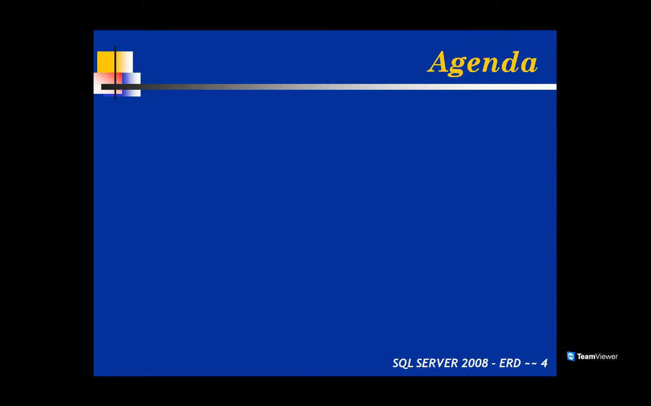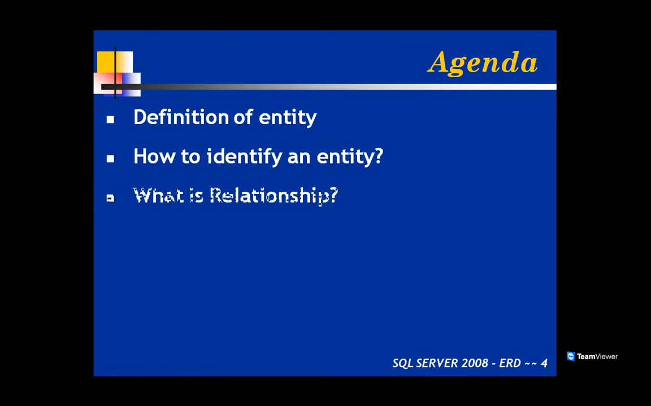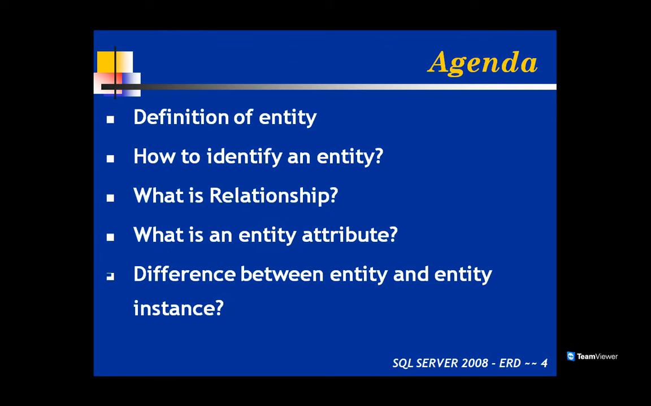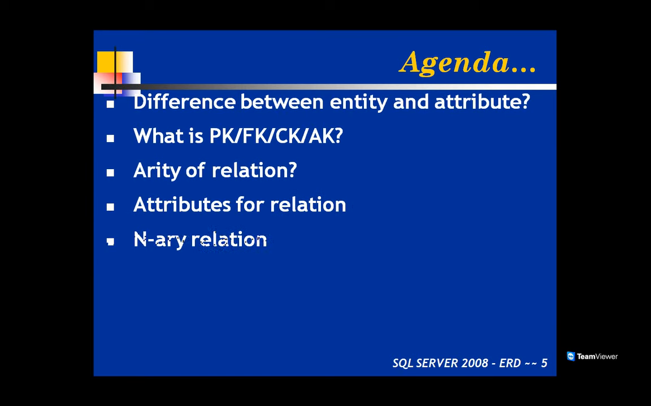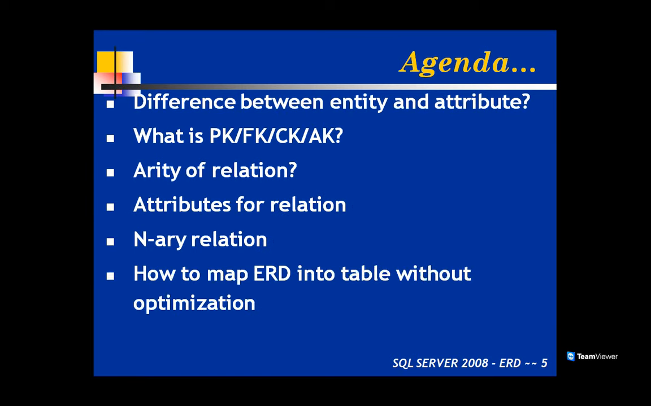DFD and ERD already. So let us understand what is the agenda for today's session. Definition of an entity and how to identify an entity. What is a relationship? What is an entity attribute? Difference between entity and entity instance, and difference between entity and attribute, what is the primary key, foreign key, candidate key, alternate key, and arity. All these are a few agenda points which are going to be discussed in this session.